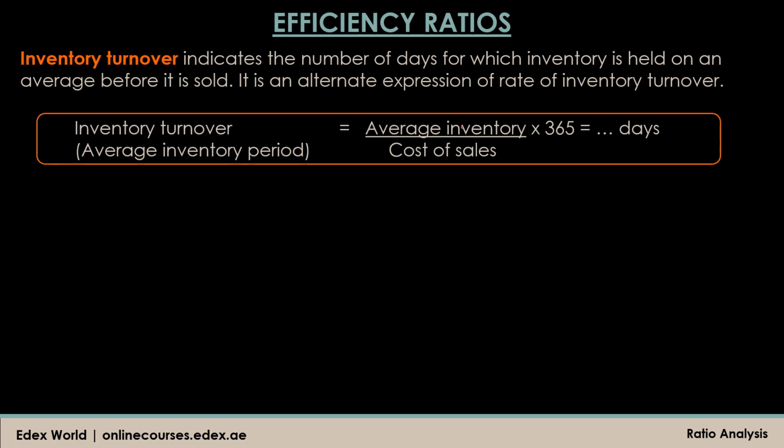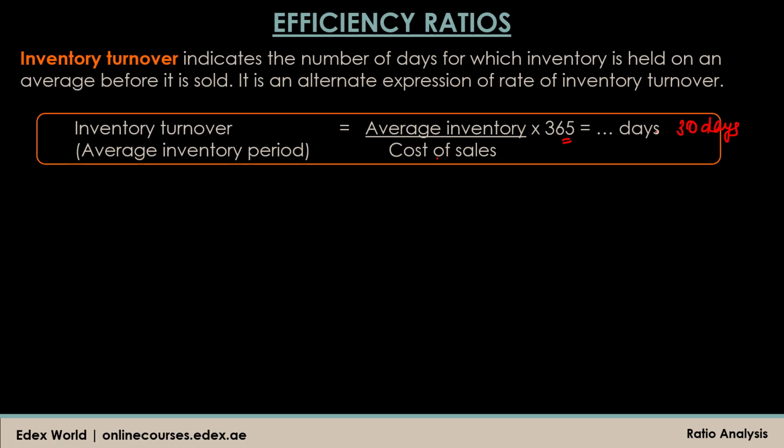How do you calculate this? The average inventory divided by cost of sales multiplied by 365. So let's say we get this as 30 days. So what does this mean? This means that on an average, the business is holding 30 days of inventory. So we can go on selling our inventory for 30 days without falling short of inventory.